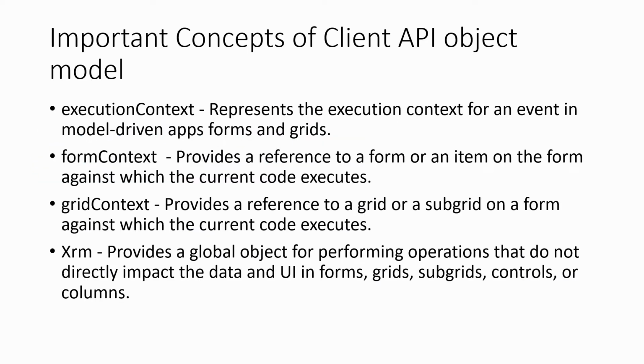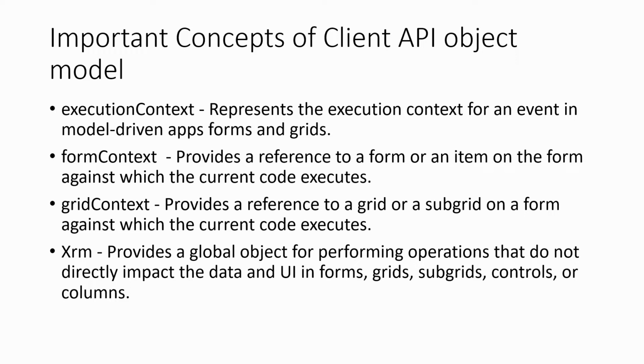The important concepts of the client API object model are the execution context, the form context, the grid context, and the XRM APIs. So what is the execution context? The execution context is basically hooked up to an event. It is the most important for form scripts because that gives you the entire context of the forms.